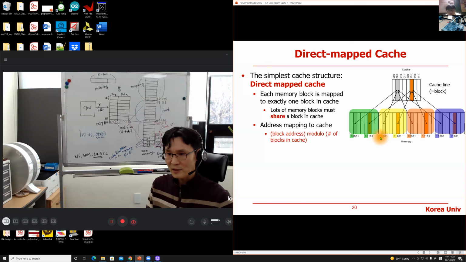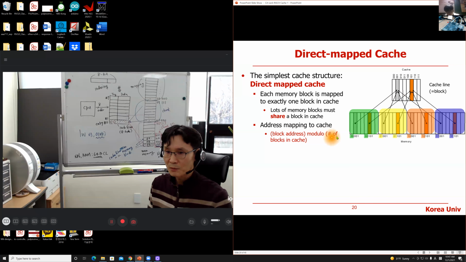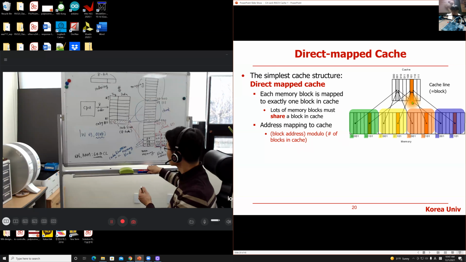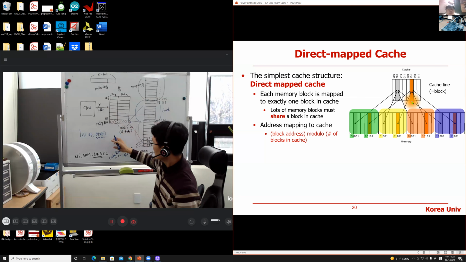So if you mathematically express that mapping scheme, this is the one. The block address, then you can do a modular operation, right? Modulo the number of blocks in the cache. How many? In this case, how many blocks? Block address.